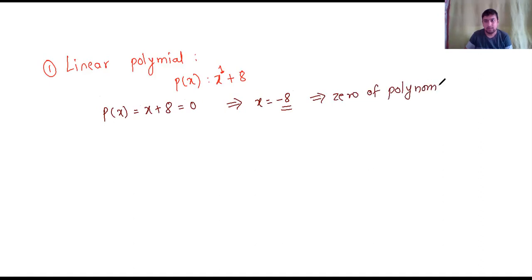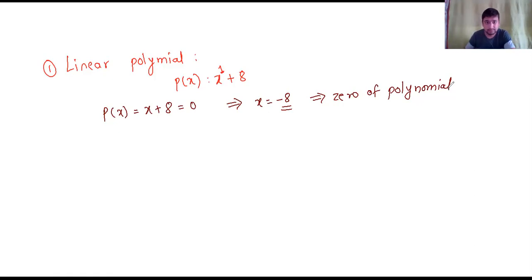Now you have to tell me, is there any other value of x which will make the given polynomial equal to 0? No. There is only one value of x, that is minus 8, which will make the value of polynomial equal to 0.